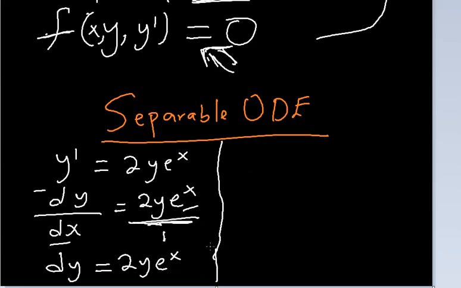Okay, so I can now separate the variables. What am I going to do now? I'll take 2y to the other side of the equation, so I'm going to have dy divided by 2y, and it's equal to exponent of x dx.